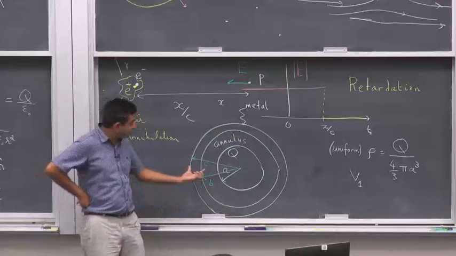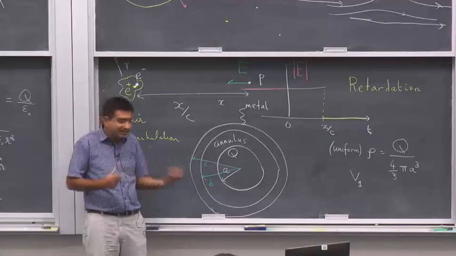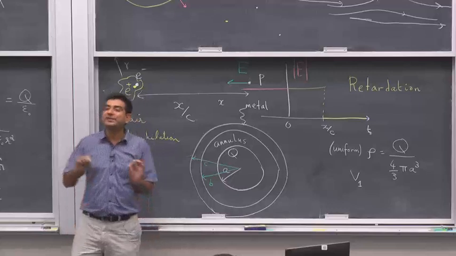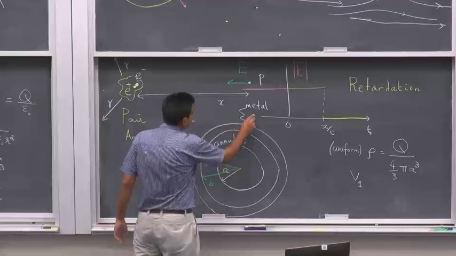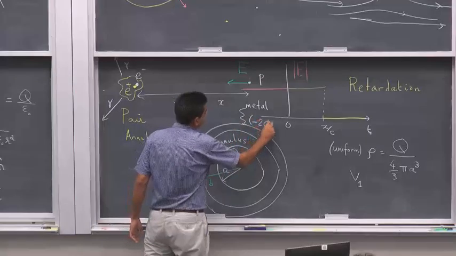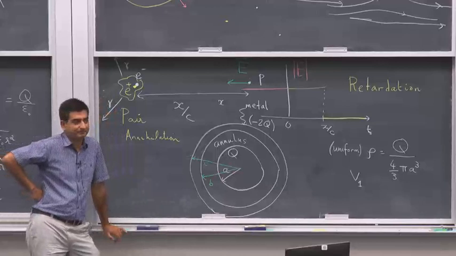Alright? Now this ring has some thickness. It's not a shell, it has some thickness because B is not the same as C. It's a metal. Suppose this metal carries a total charge of minus 2Q. It's negatively charged. Alright?